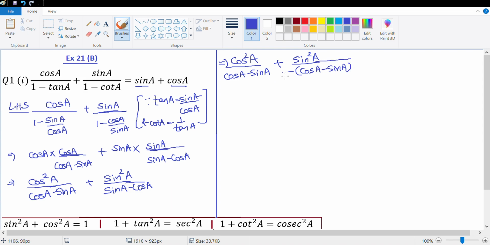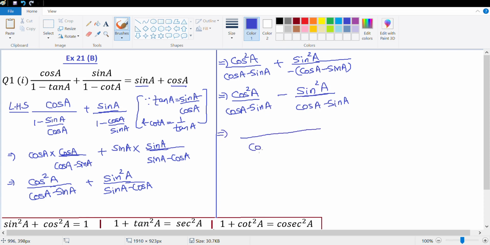Let's look at this step again. I have taken the negative out, which means this is negative cos a plus sin a, which is basically what I have. Now I'll take this negative sign outside, so this would become cos square a upon cos a minus sin a minus sin square a upon cos a minus sin a. So now I notice that the denominator is the same, so I'll take the LCM, which would be cos a minus sin a, and the numerator would become cos square a minus sin square a.